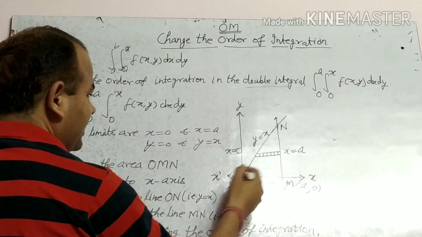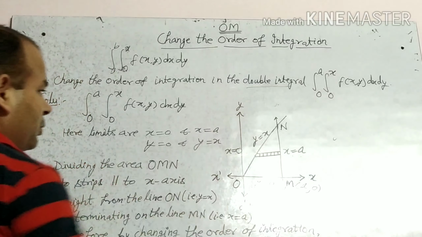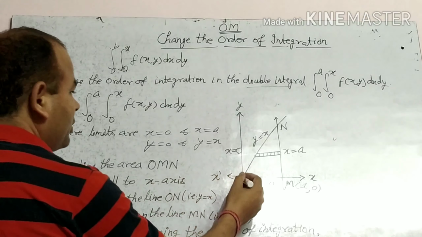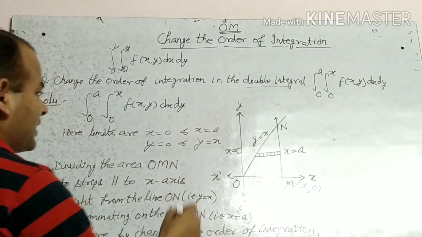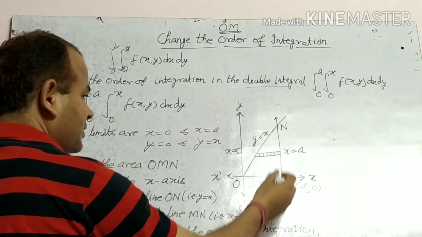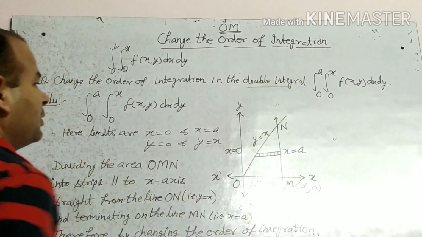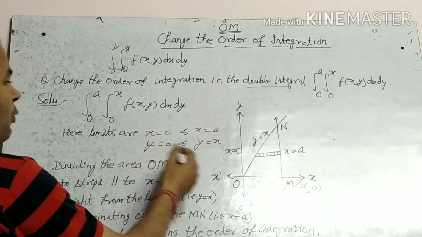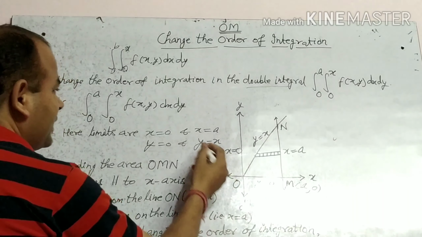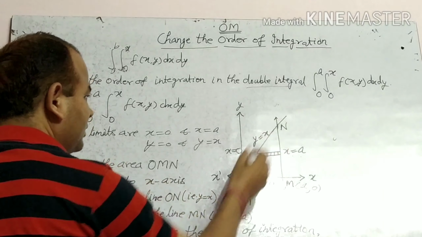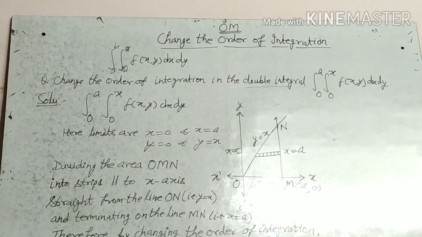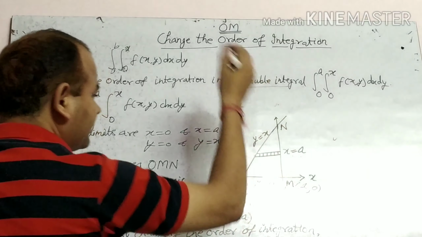So it is X, X dash, Y dash, O is the origin. Now x equal to 0 is on your y axis, and x equal to a is the straight line MN. For y equal to 0 on the x axis and y equal to x, it will be this line, y equal to x. Now you have to find the area of OMN.